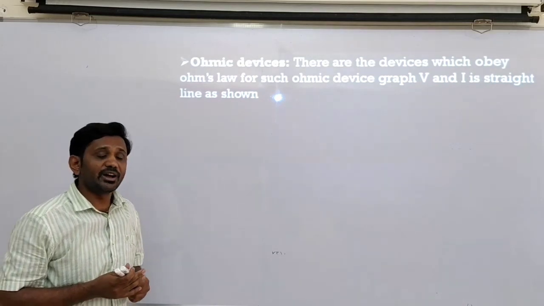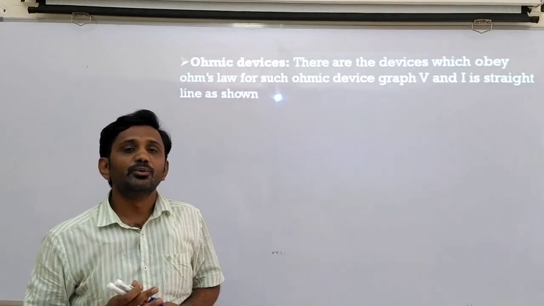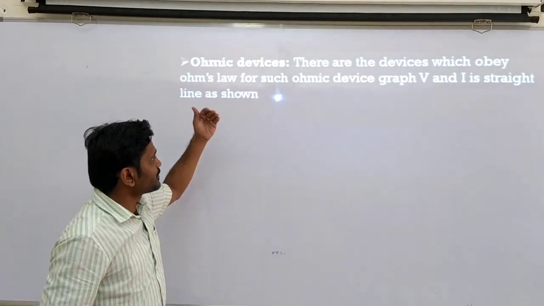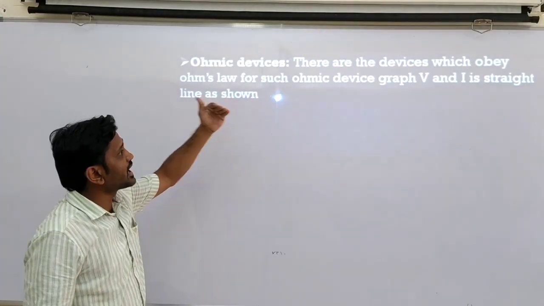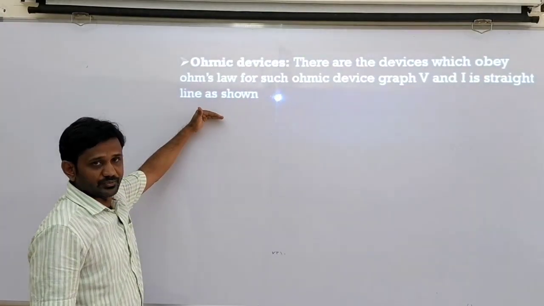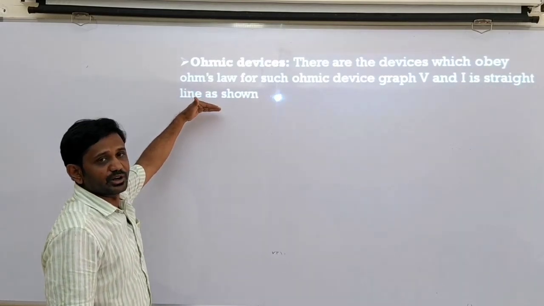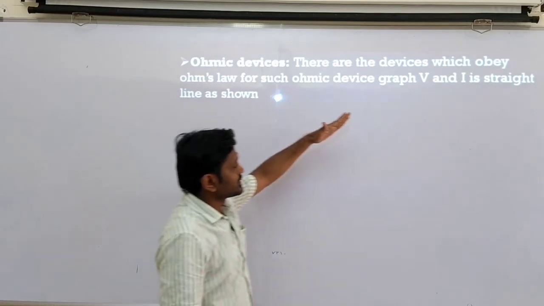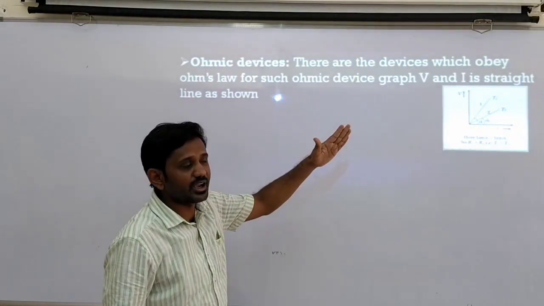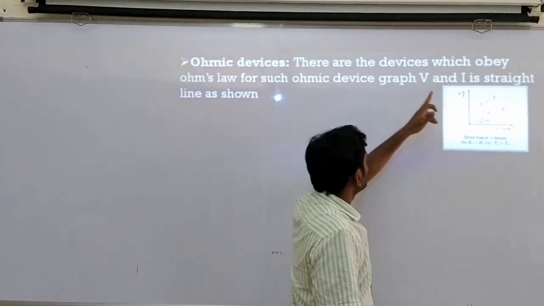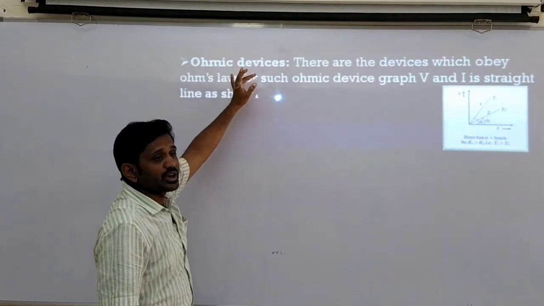It means in the device, I is directly proportional to V. If you plot the graph for such an ohmic device, the V versus I graph is a straight line. If you plot the graph for that particular device and the graph is a straight line or linear curve, those devices we can call ohmic devices.